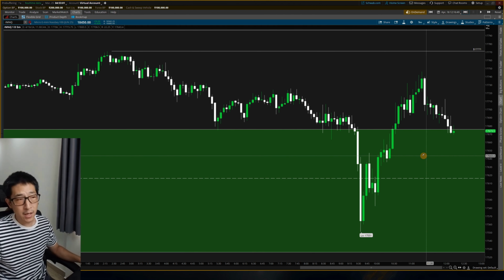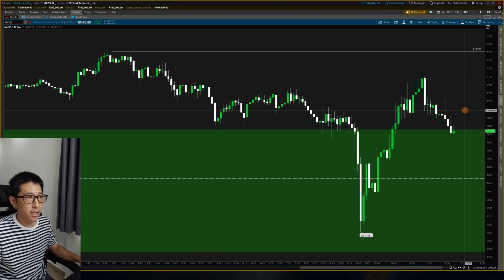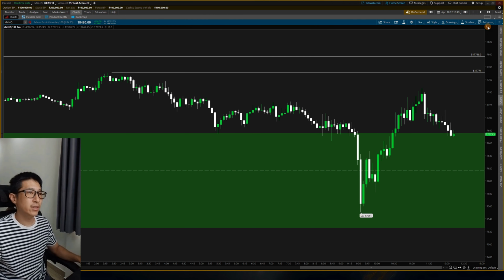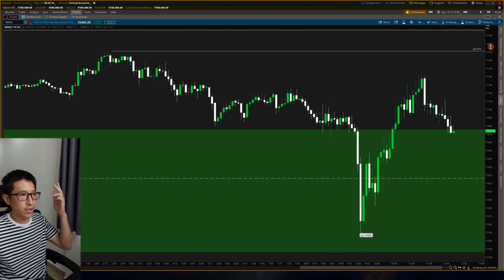If in the PM session you see it tap into and then we start rallying, that would be a nice entry to aim for this high, and of course the other high that I mentioned before. But my time window is done, so I'm going to go to the next day.